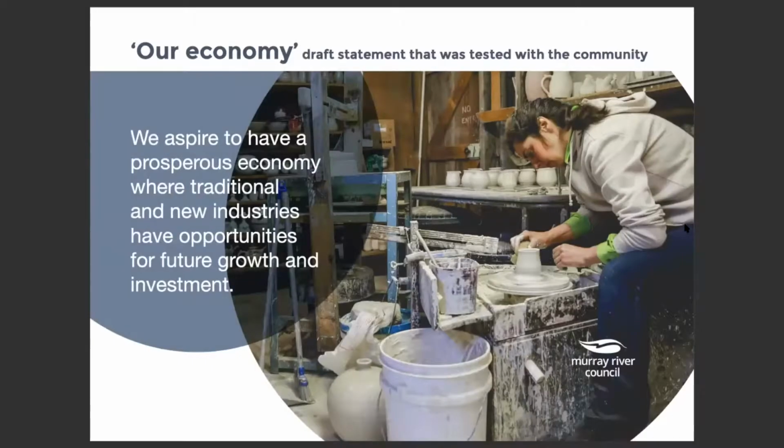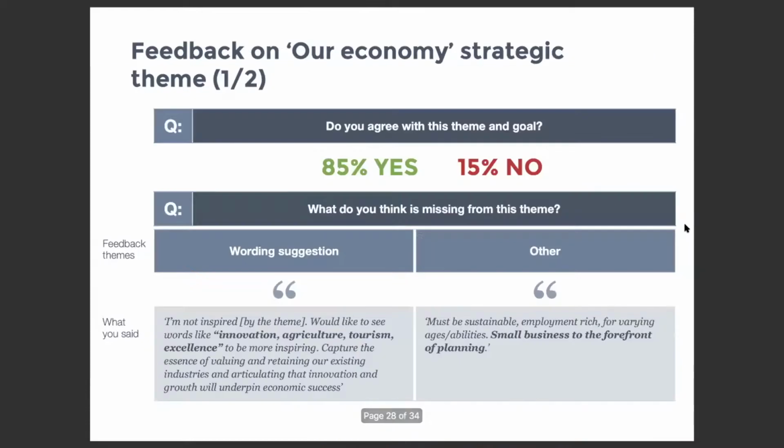For the theme of our economy, the goal that we tested with you was that we aspire to have a prosperous economy where traditional and new industries have opportunities for future growth and investment. 85% of you agreed with this statement. And you had some wording suggestions in terms of what's missing from this theme. So wanting to see innovation, agriculture, tourism, excellence included, because at the moment for this person, that's not a particularly inspirational theme.